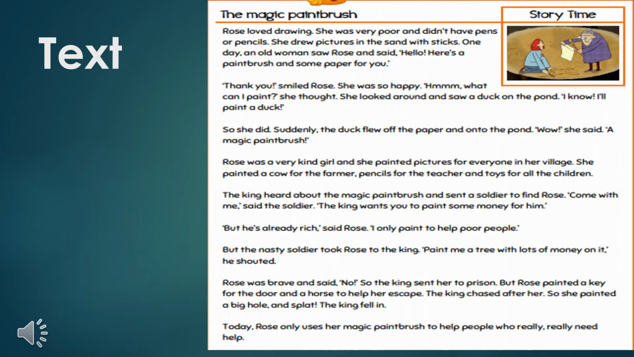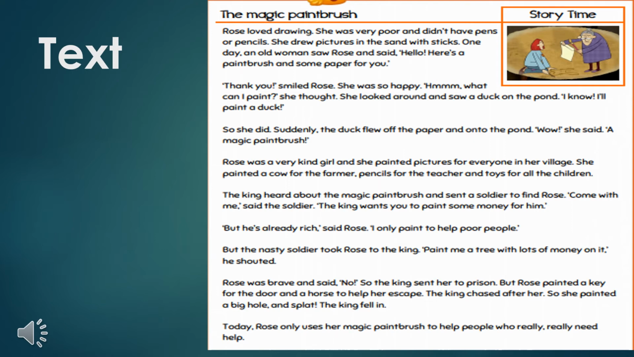"What can I paint?" she thought. She looked around and saw a duck on the pond. "I know, I'll paint a duck." So she did. Suddenly, the duck flew off the paper and onto the pond. "Wow," she said, "a magic paintbrush." Rose was a very kind girl, and she painted pictures for everyone in her village. She painted a cow for the farmer, pencils for the teacher, and toys for all the children.